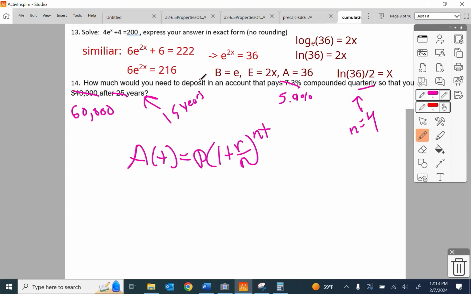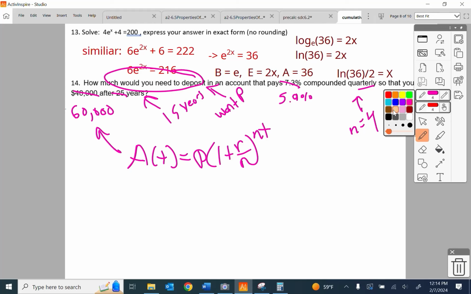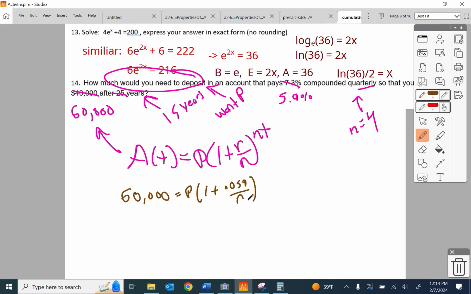Now, I want to know how much I need to deposit. I want P. This is after time passes. Let's do brown. I never used brown. The goal is to get to 60,000. It must equal the principal, which is unknown, times 1 plus r. I used 5.9, which is going to be 0.059. N is 4. I made my time 15 years.